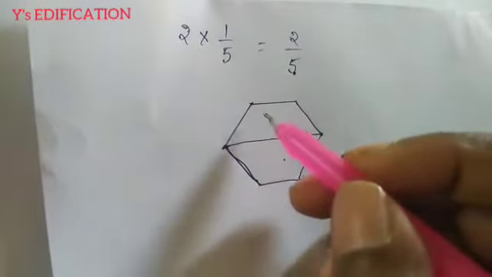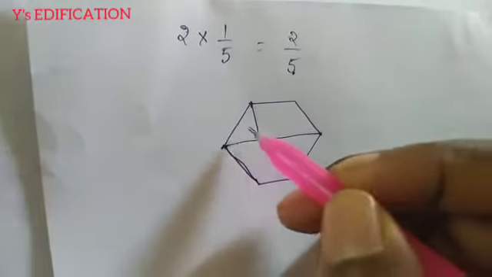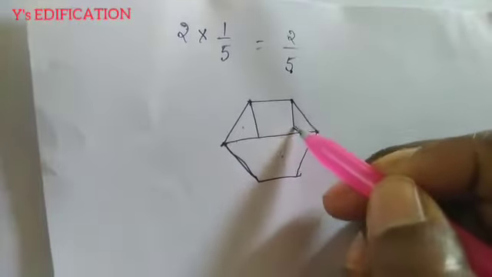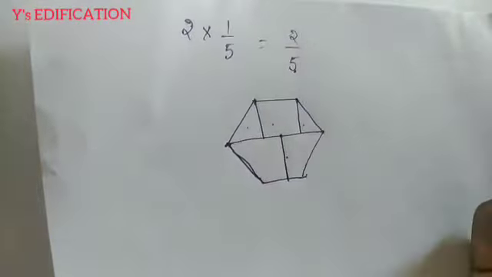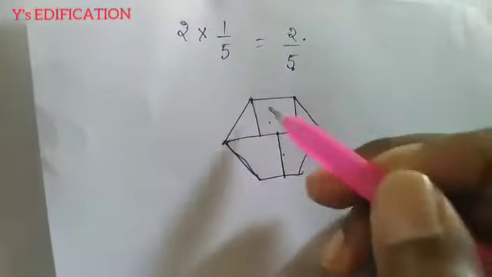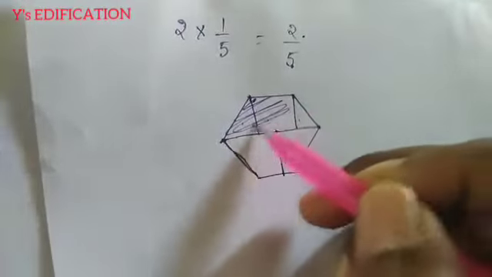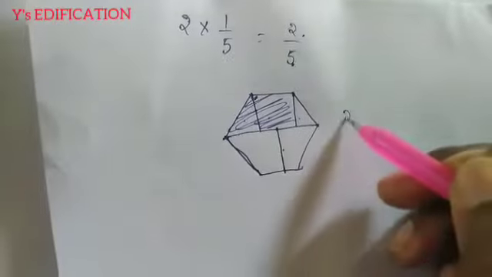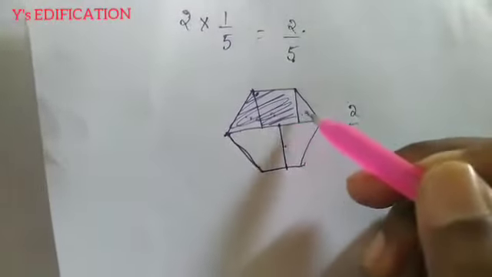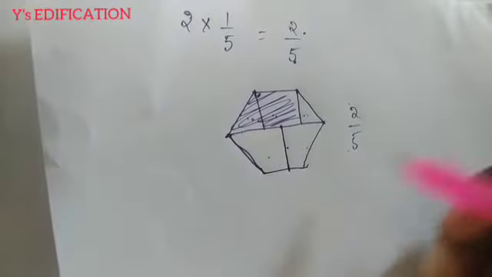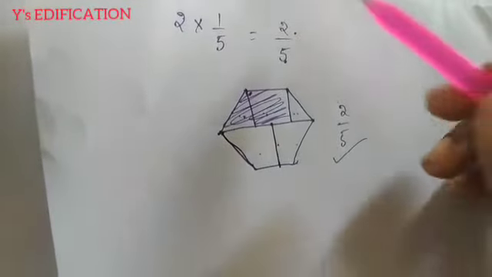1, 2, 3, 1, 2, 3, 4, 5. Okay, so I have to shade 2 parts in this. Okay, so this figure represents 2 by 5. 2 parts are shaded, and 1, 2, 3, 4, 5, the whole parts are 5. So in this way I have represented 2 by 5.